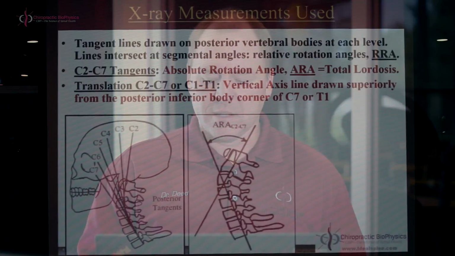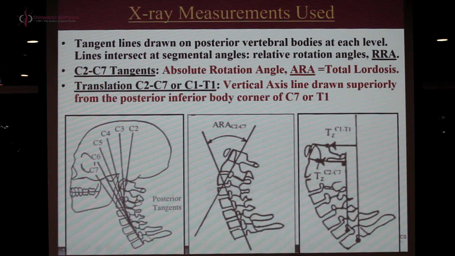So we chose the total angle of curve from C2 to C7. We also looked at head translation. We did C1 to T1, and we also did C2 to C7.